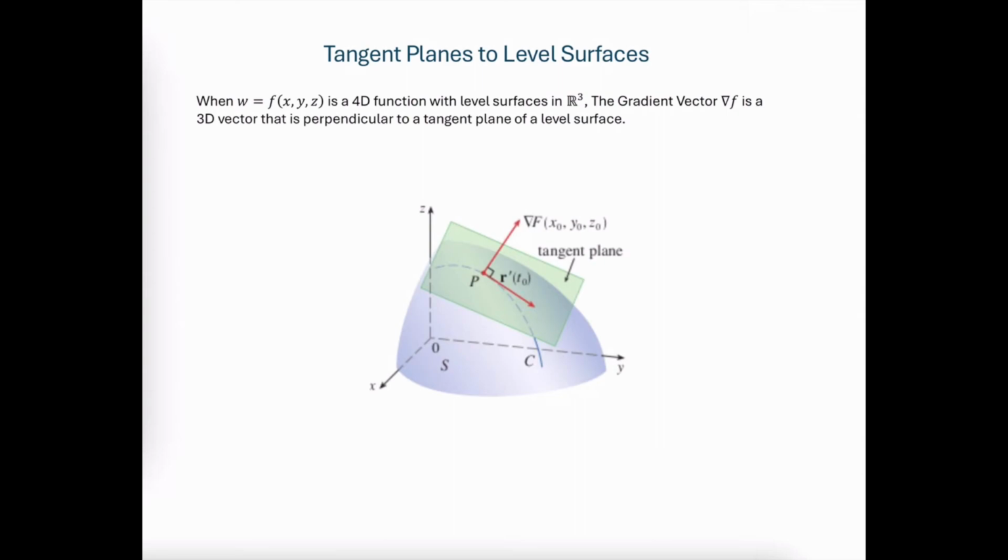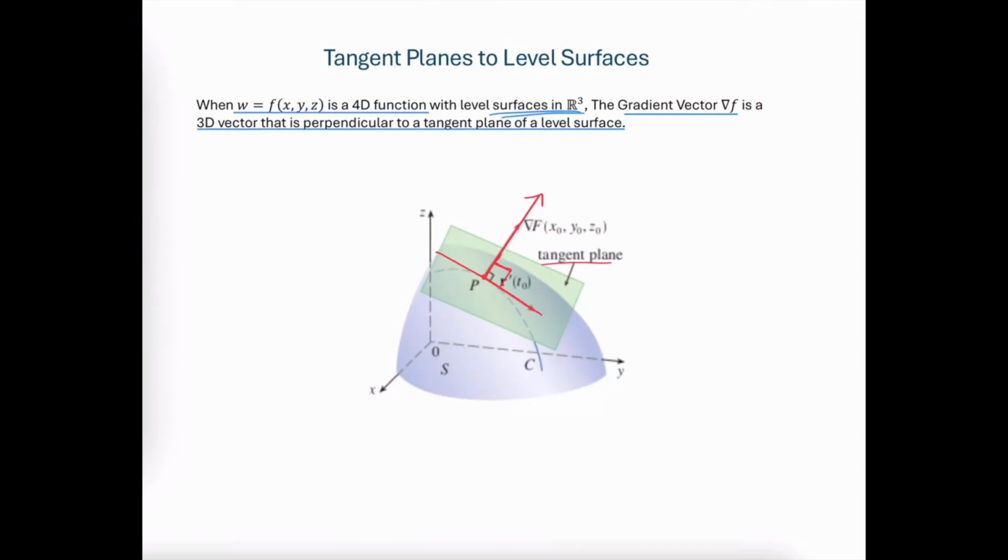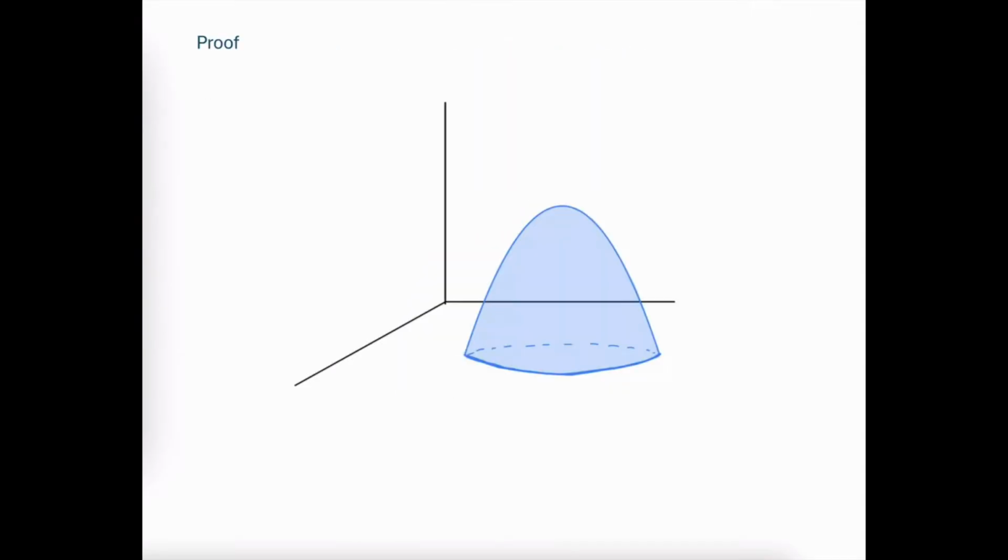We're now going to prove the fact that when we have a four-dimensional function that has level surfaces in R3, the gradient vector, del f, will be a three-dimensional vector that's perpendicular to a tangent plane of a level surface. And since that gradient vector is perpendicular to the tangent plane, it can be used as the vector needed to find the equation of the tangent plane.